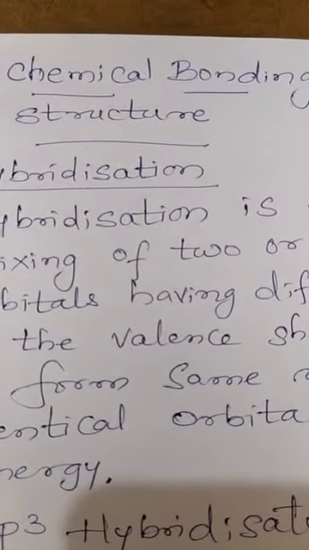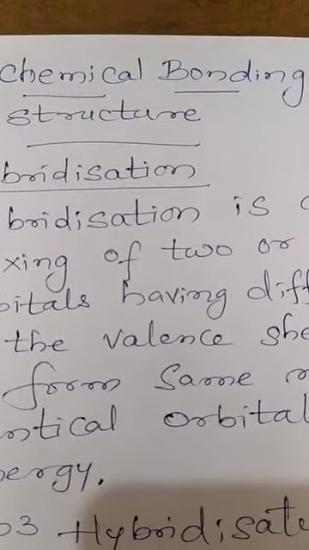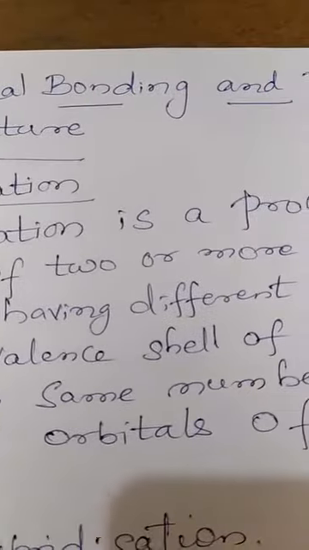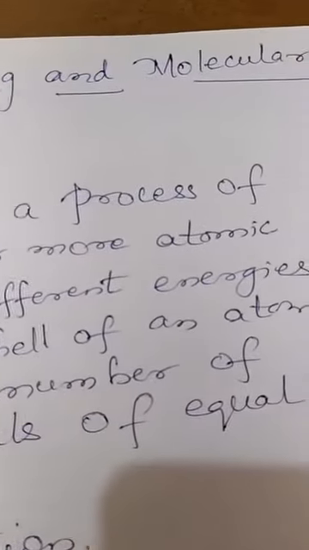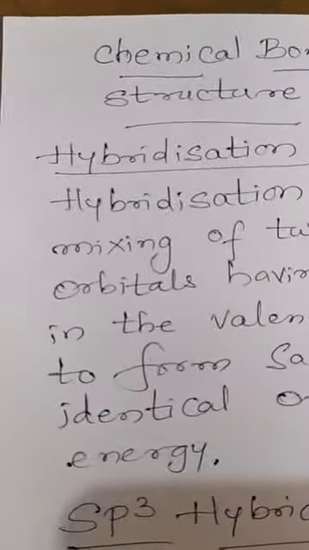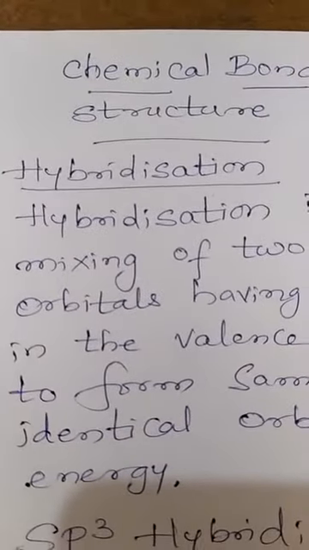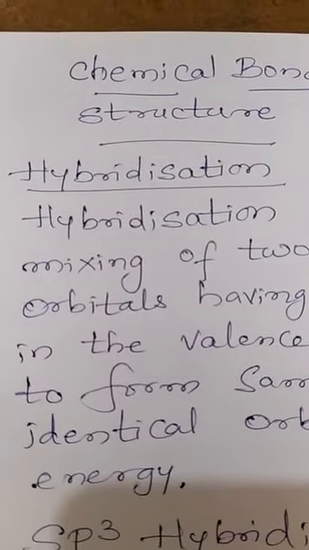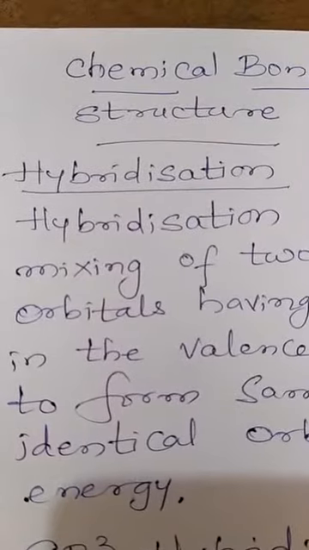Hello students, let me continue with the last part of the chapter Chemical Bonding and Molecular Structure. The last part has two concepts, hybridization and molecular orbital theory.